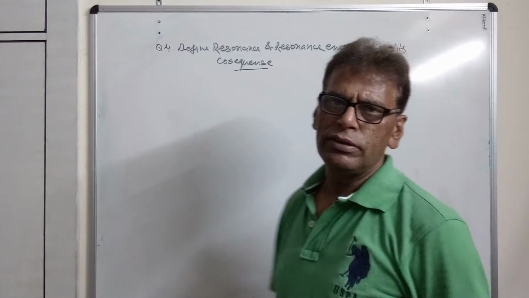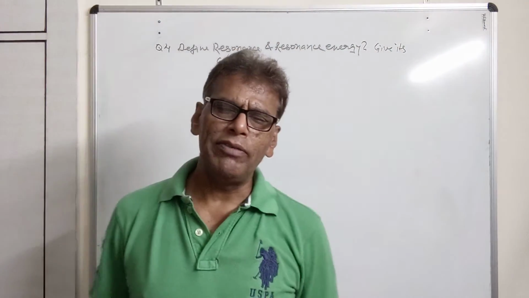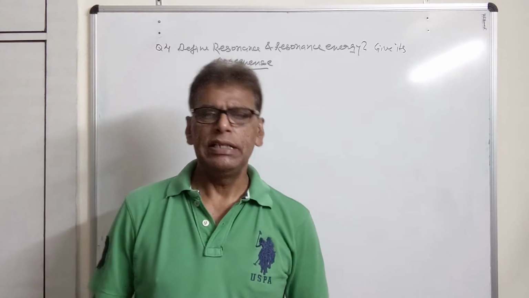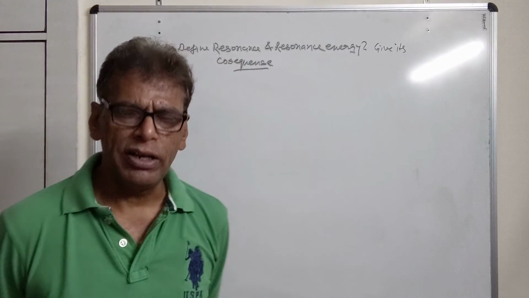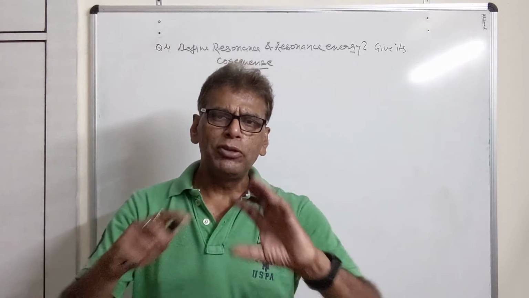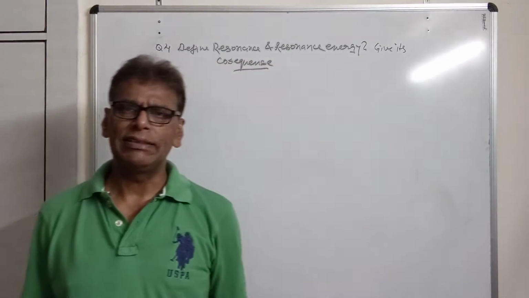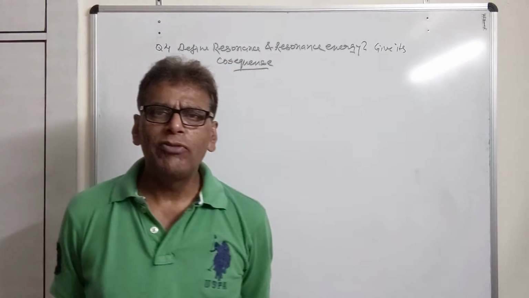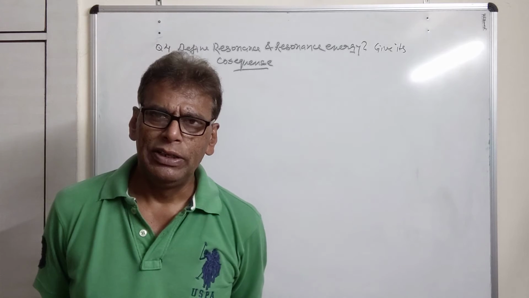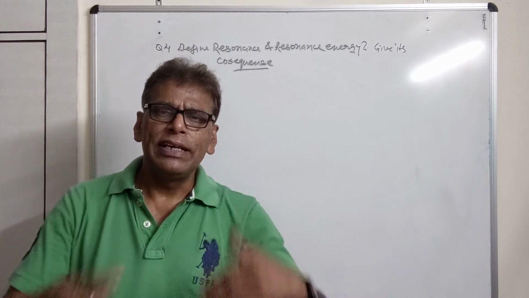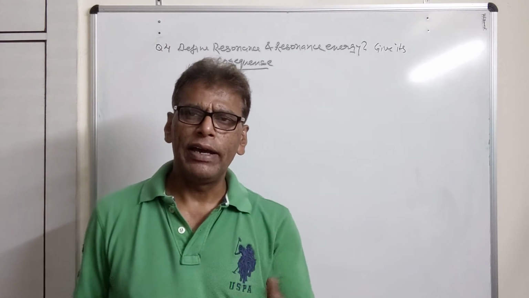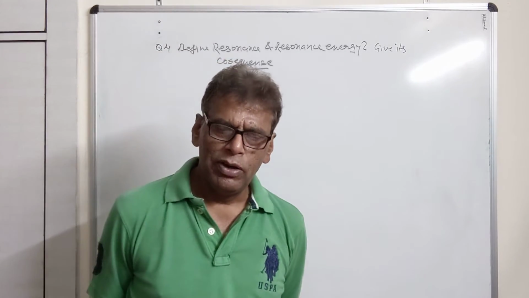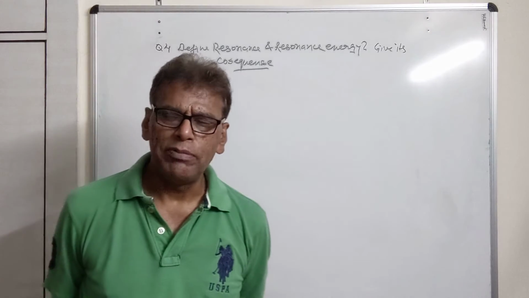Now, what is resonance? Resonance is a phenomenon by which a molecule can exist in two or more structures. These structures have similar positions of their nuclei or atoms, but the position of the electrons is changing in these structures. Such structures are called resonating structures, and the phenomenon is called resonance. So it is a sort of changing of forms. Suppose I can change my looks by changing my makeup, or by bringing some changes in my personality.